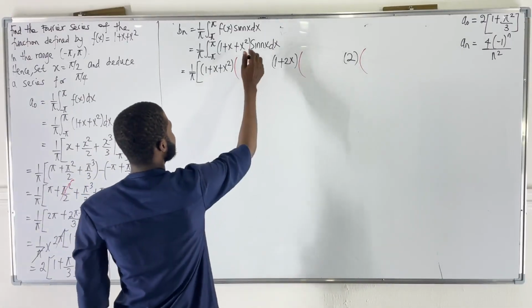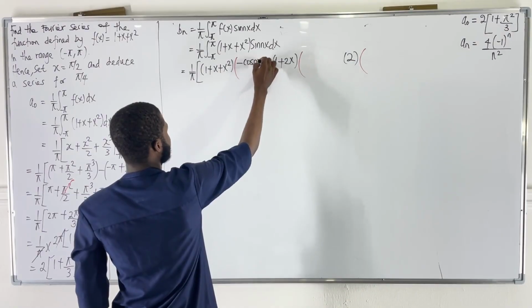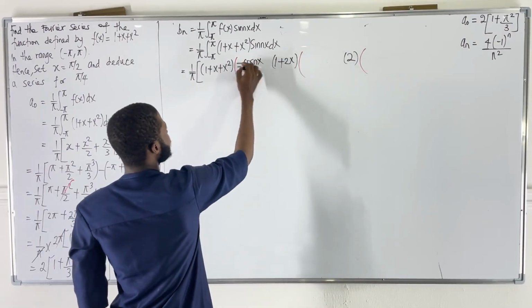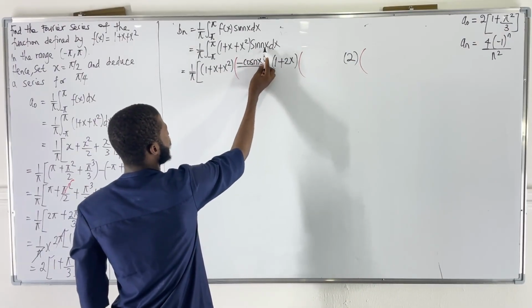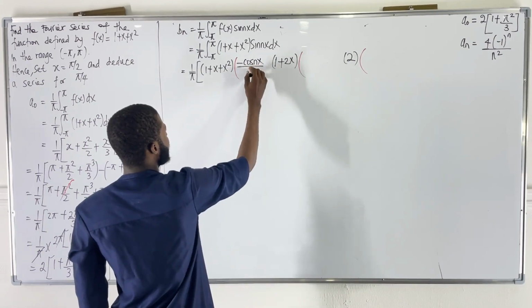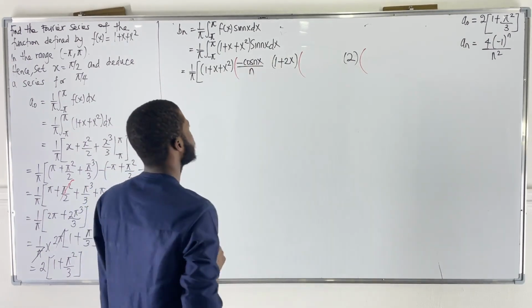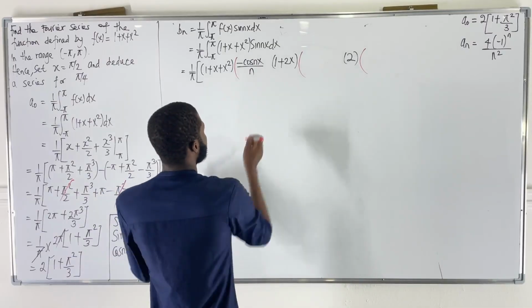So when you integrate sine, you get minus cos nx. Then you have to divide by the derivative of nx. When you differentiate nx, you will get n. So you have to divide by that very n. Then let's close this up.